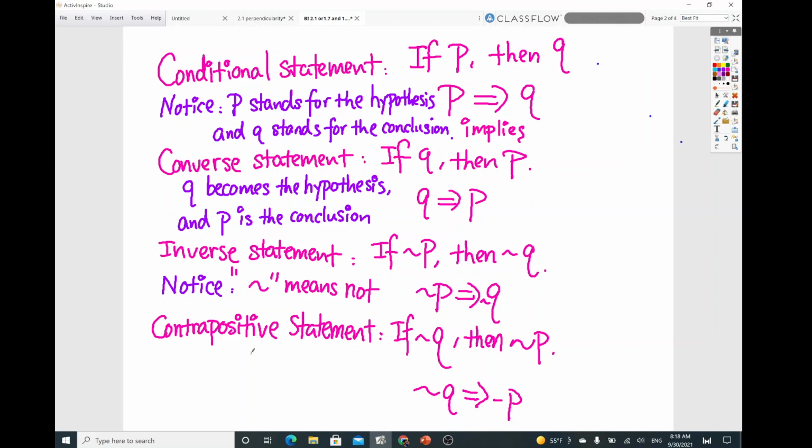Contrapositive statement: if it's not Q, then it's not P. This one is kind of a combination of the converse and the inverse statement. So if tomorrow is not Thursday, then today is not Wednesday. Okay, so that's one of the examples.